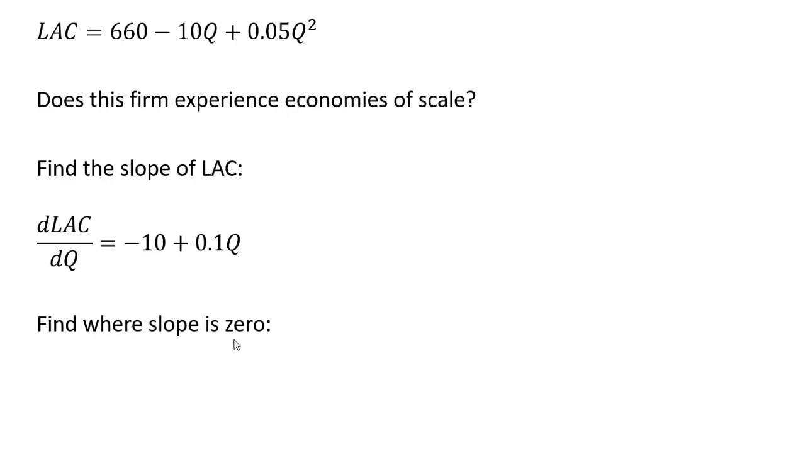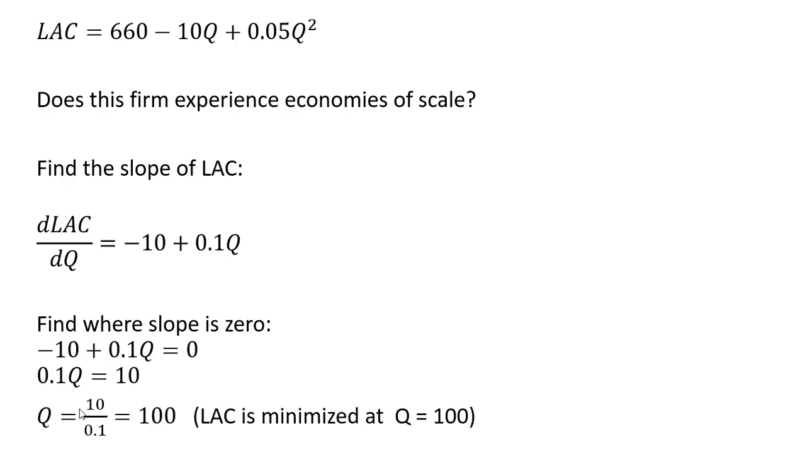We want to find where the slope is 0. So we're going to take our slope equation, set it equal to 0 and solve for Q. Adding 10 to both sides and then dividing through by 0.1, Q equals 100. So this is going to be the point where long-run average cost is minimized. We're at the lowest point on the long-run average cost curve when output equals 100.